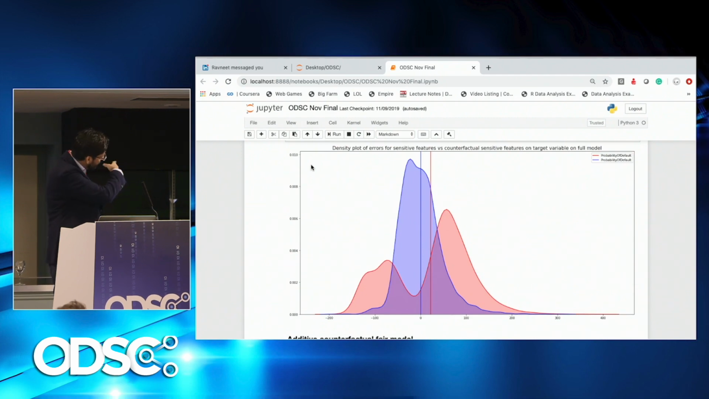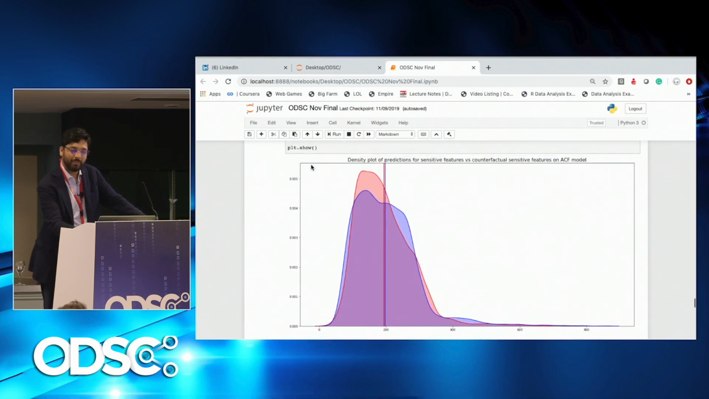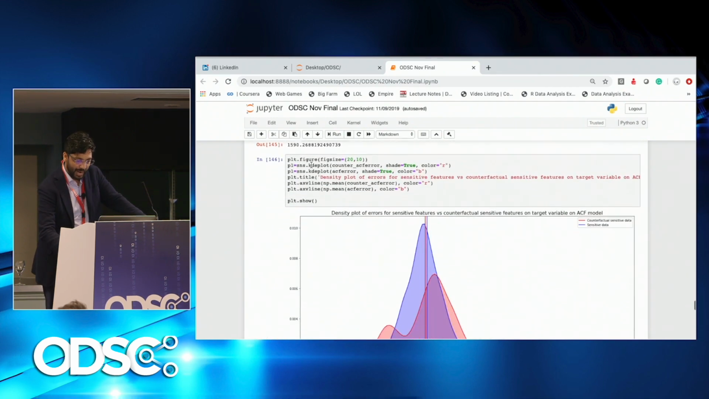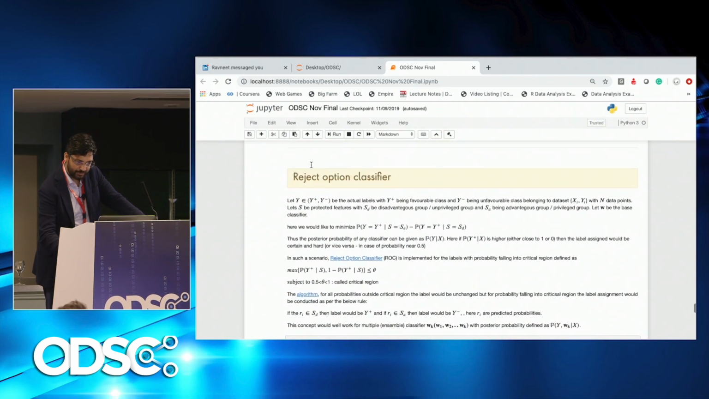And for logistic regression, if you would like to see, this is the graph. The moment you flipped, the distribution went for a toss. The distribution changed, almost changed. So see this difference. This is much better than the previous graph. Right? And the last one is the reject option classifier.